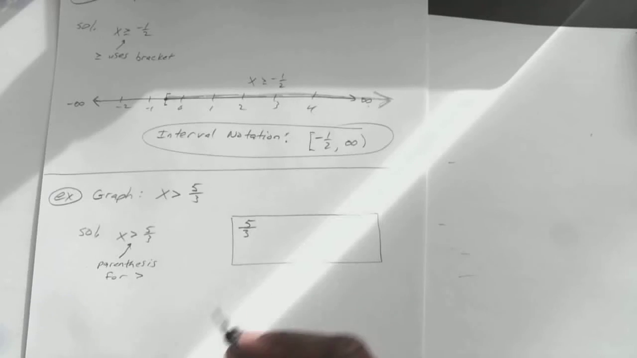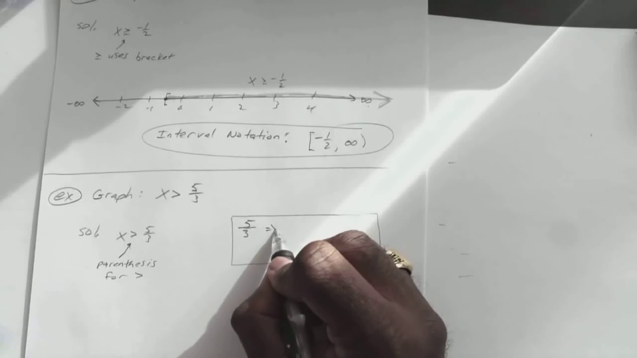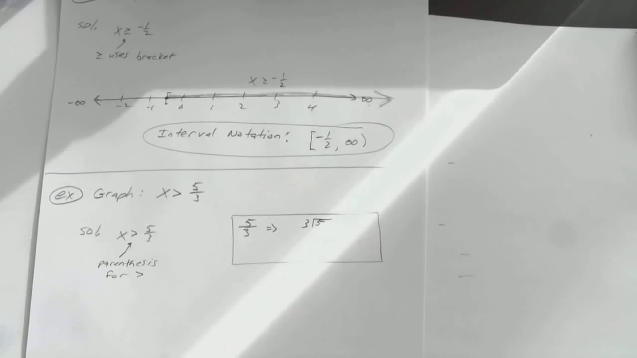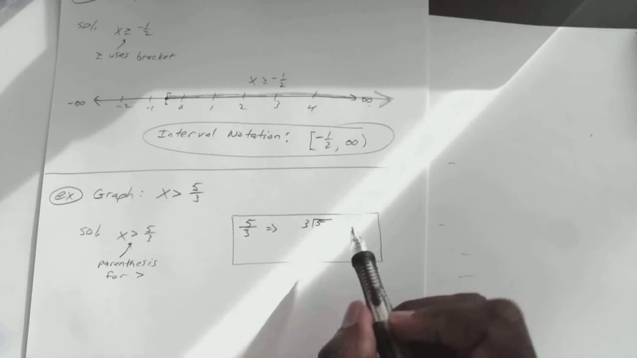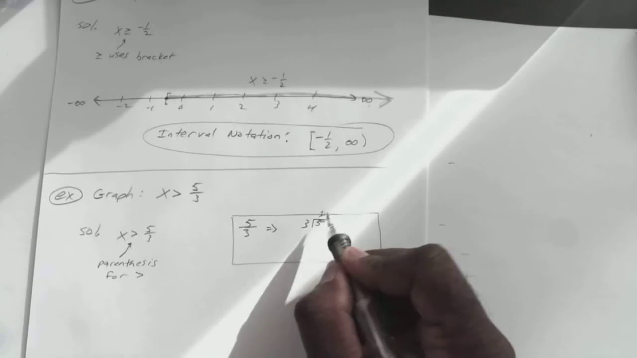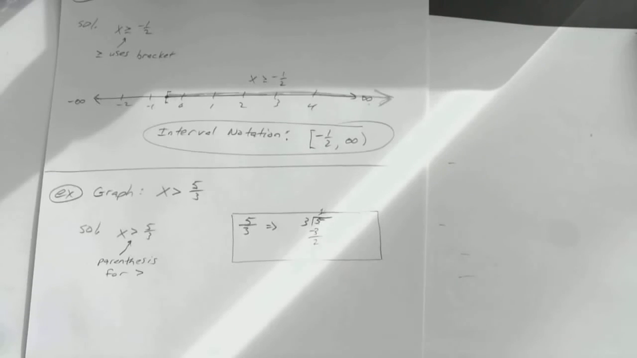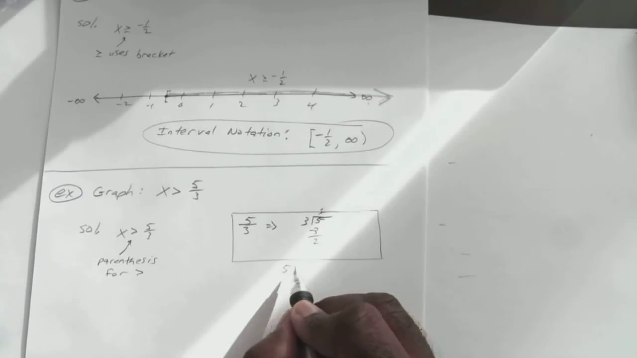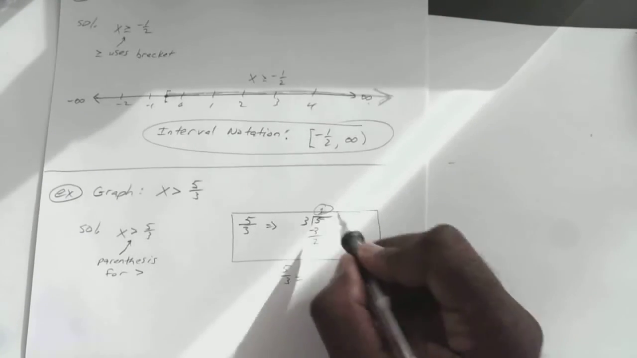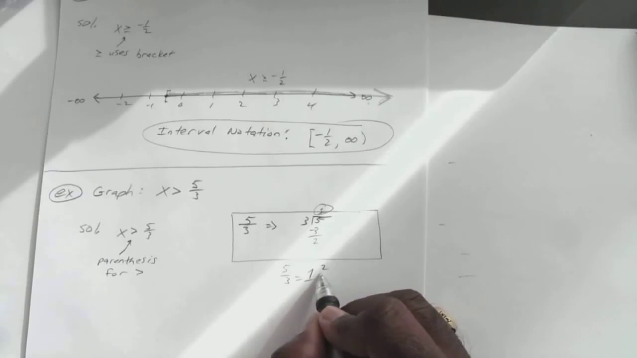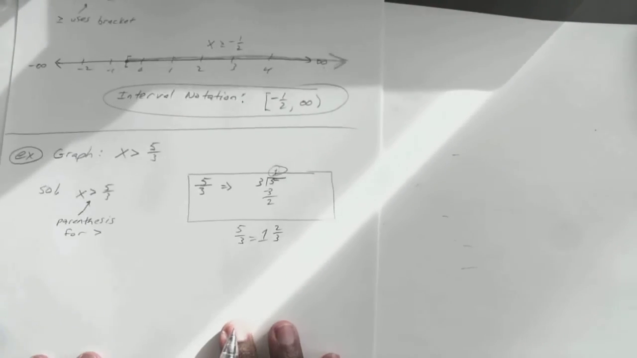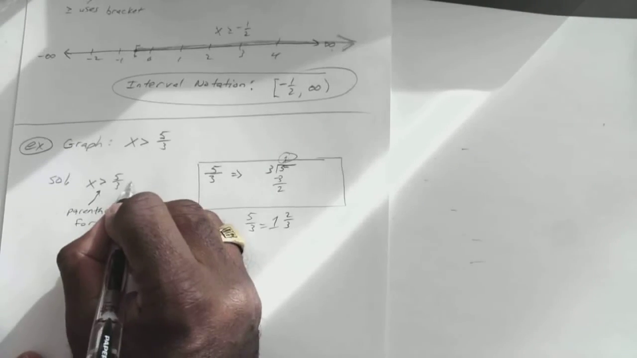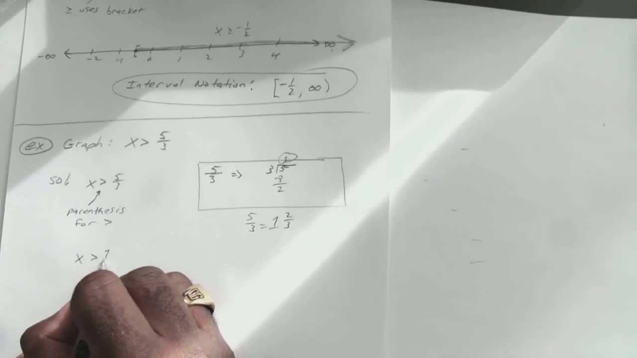Okay. And we also know that 5 over 3, or 5 divided by 3. 3 goes into 5 one time. 3 times 1 is 3. 2. So that means your 5 over 3, I'll write it over here, is equal to 1 2/3. Okay, so that means x is greater than 1 2/3.